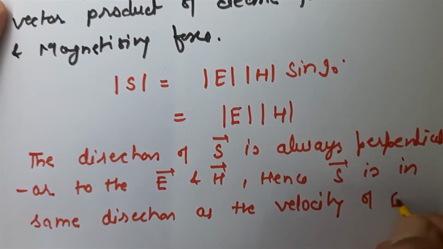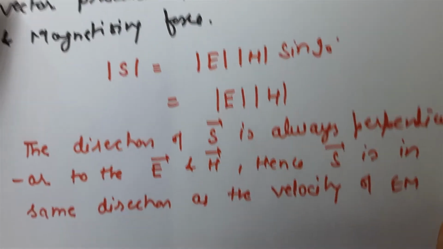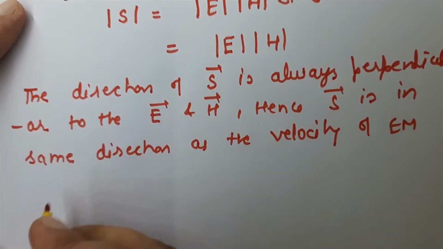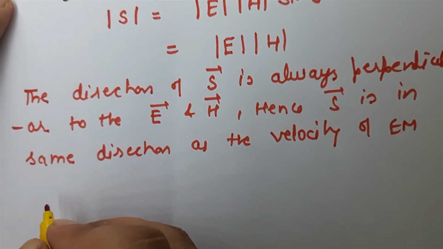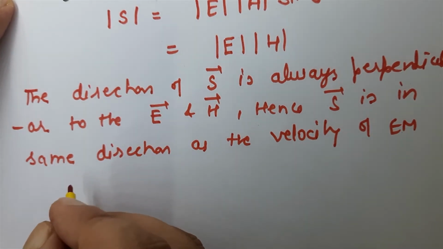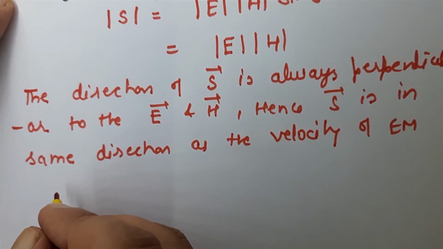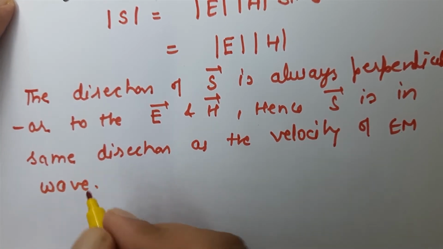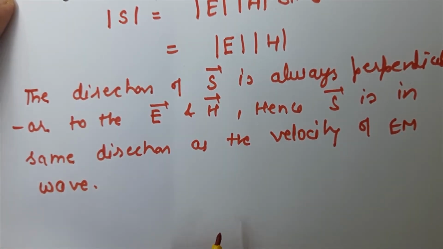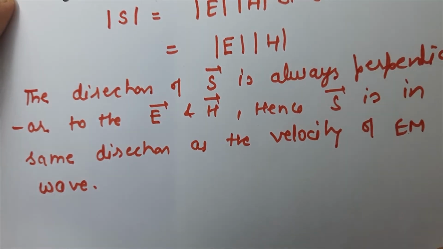As in the previous class, we have proved that the velocity of an EM wave is perpendicular to the plane containing E vector and H vector. So this S vector is always in the same direction as that of the velocity of the EM wave. So today we are going to derive the expression for this Poynting vector and explain its significance.